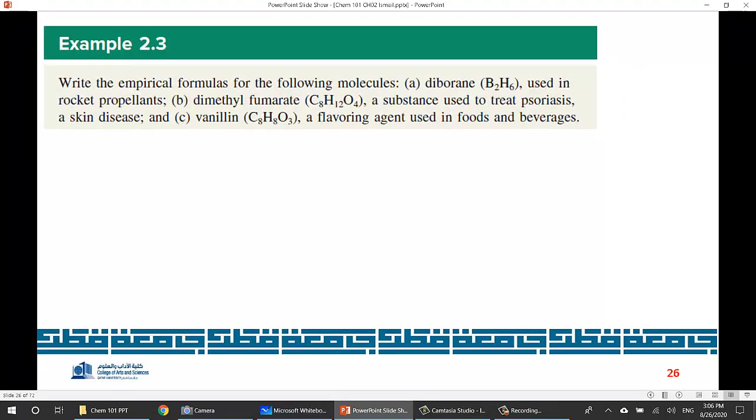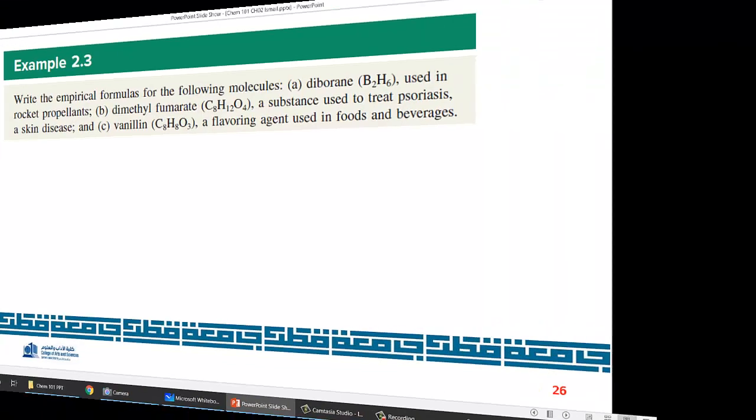In this question, it says, write the empirical formula for the following molecules. Diborane, B2H6, used in rocket propellants. So B2H6, if you think about dividing by a number to get a simpler formula, yes, we can do that. We can divide by 2 and get BH3. BH3, okay? So that's the empirical formula for B2H6. Dimethyl formaldehyde, C8H12O4. Yeah, we can do that. We can basically divide by 4. That will give you C2H3O. So C2H3O, that would be the empirical formula for this one.